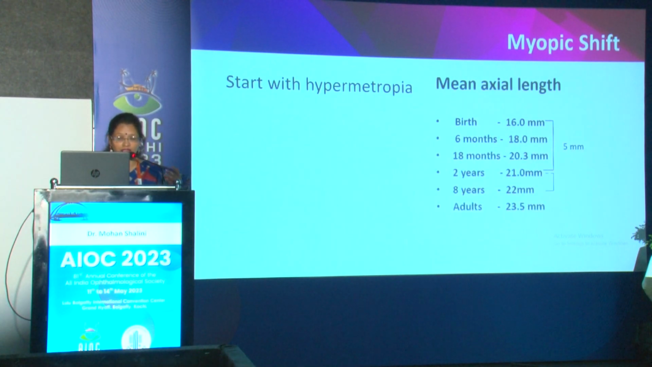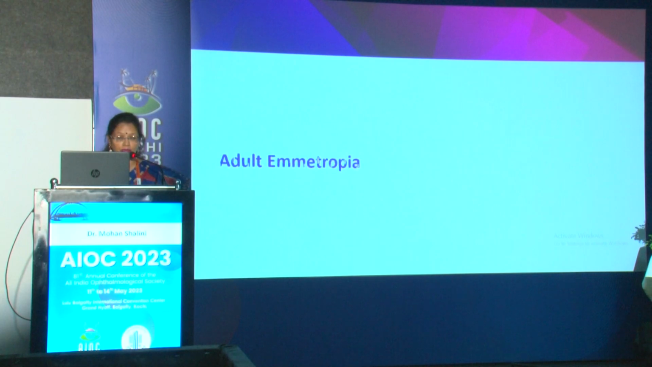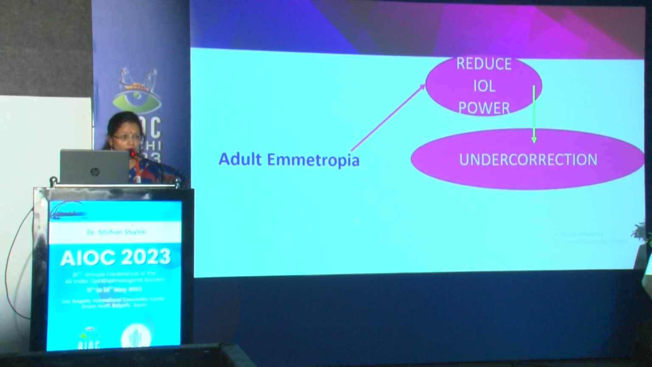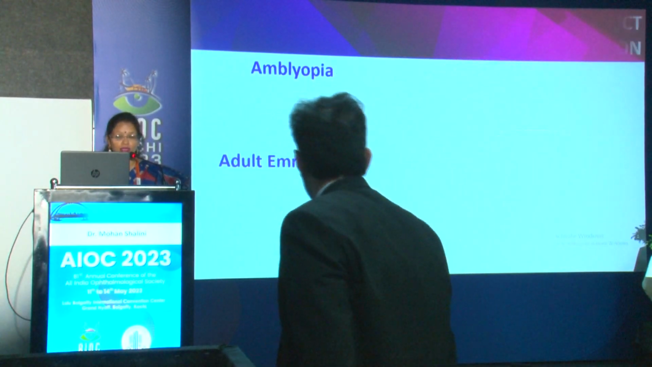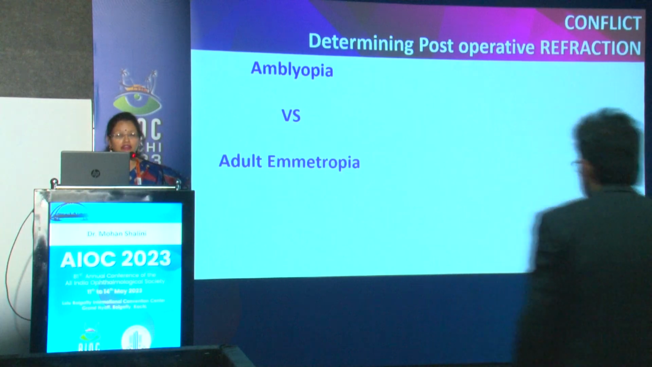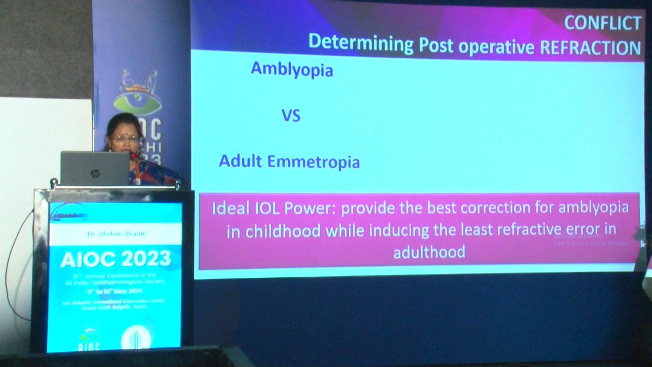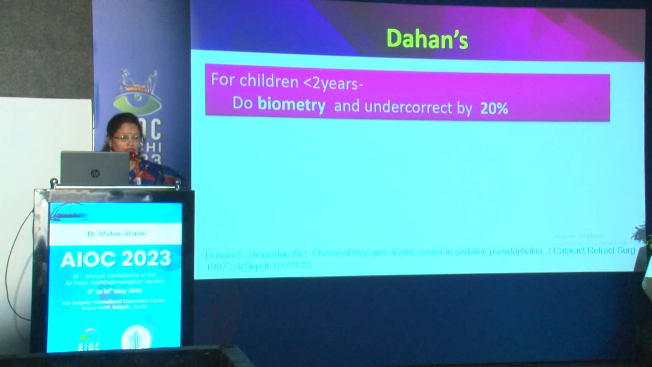Now coming to another important factor, which is myopic shift, because children start with hypermetropia, there is a gradual increase in the axial length, and later on there is a myopic shift. In adults we target emmetropia or mild myopia, but if we target emmetropia in children, we have to reduce the IOL power of the child. But if we do undercorrection, the child can have amblyopia due to the hypermetropic shift. Therefore, we have to determine the post-operative refraction, and the ideal IOL power should be a balance between the two. So the Dahan formula is good in such a scenario.